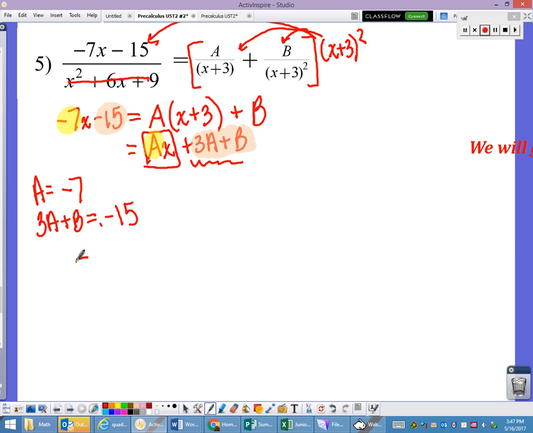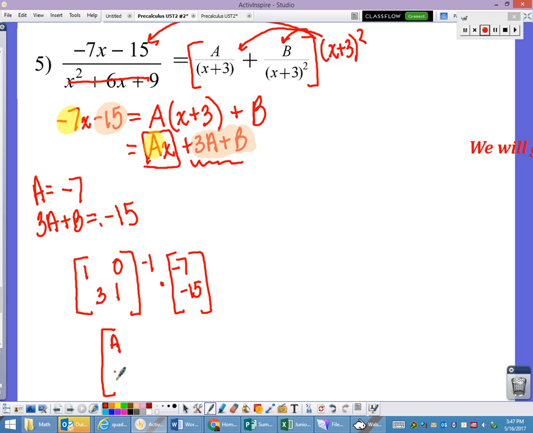Alright, make your matrix. The coefficient matrix is 1, 0, 3, 1. 1 is the coefficient of a. I don't have a b, so that's a 0. 3 is the coefficient of a, and b has a coefficient of 1. I'm going to take the inverse of my coefficient matrix, multiply it by the resultants of negative 7 and negative 15, and that will give me my A and my B value to solve this system.